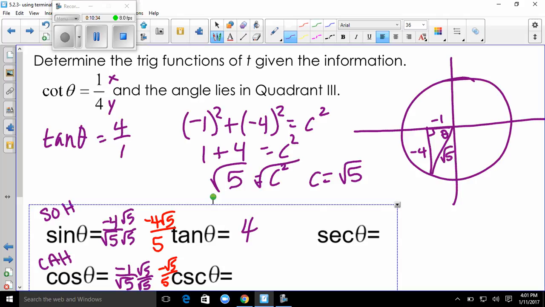Cosecant, I'll keep it red, is the reciprocal of sine. Okay? So if my sine was negative 4 over square root of 5, my cosecant is square root of 5 over negative 4. And secant is the reciprocal of cosine. So if it is negative 1 over square root of 5, that's my cosine. My secant is going to be square root of 5 over negative 1, or just negative square root of 5.